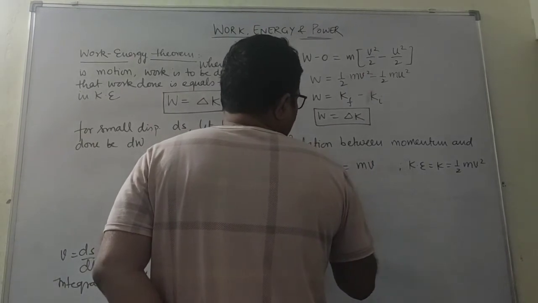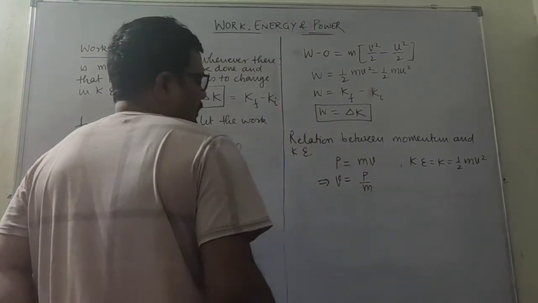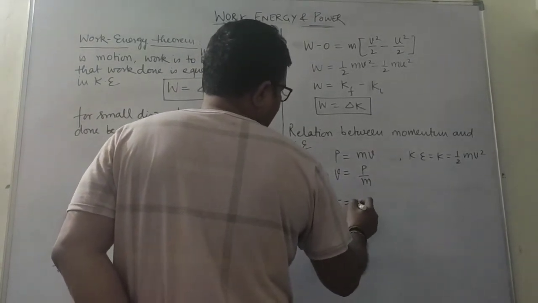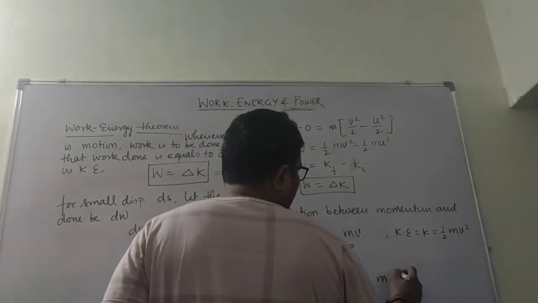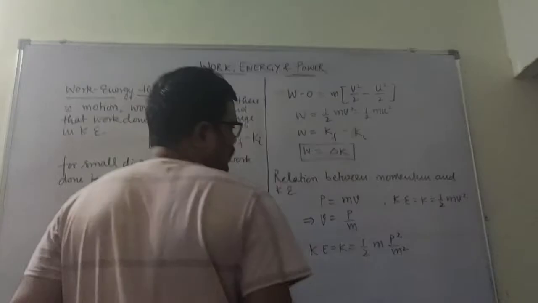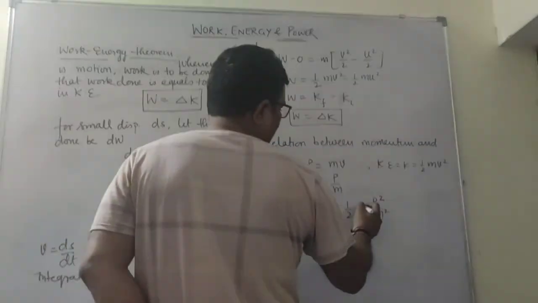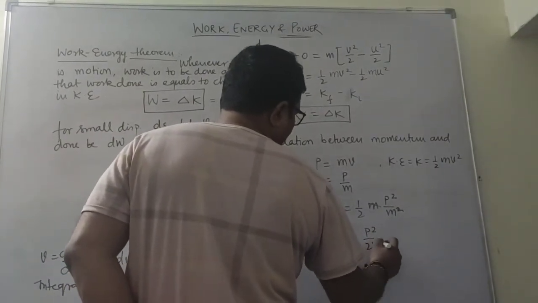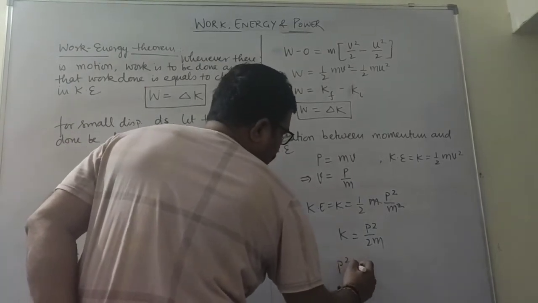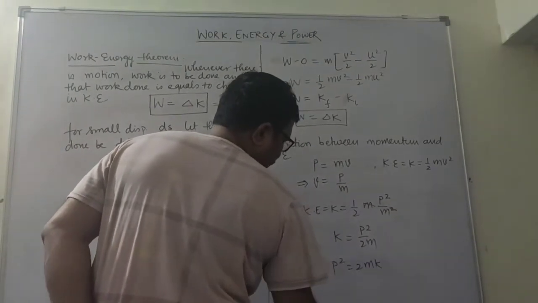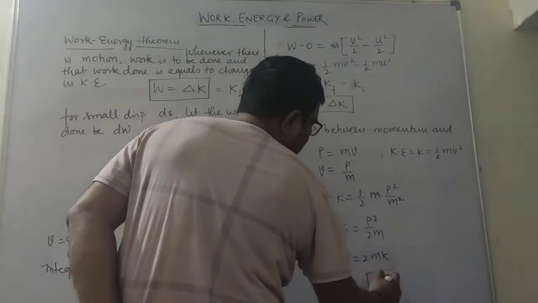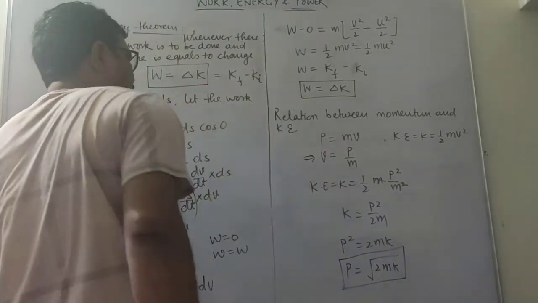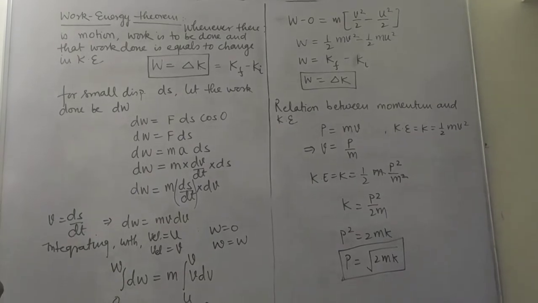So here you can see v is equal to P by m. Put this value in the expression of kinetic energy. So kinetic energy K equals half m P square by m square. In place of v, I have put the value P by m. Now this cancels out. So K is equal to P square by 2m, which means that P square is equal to 2mK, where K is kinetic energy. So P is equal to under root 2mK. This is the relation between momentum and kinetic energy.